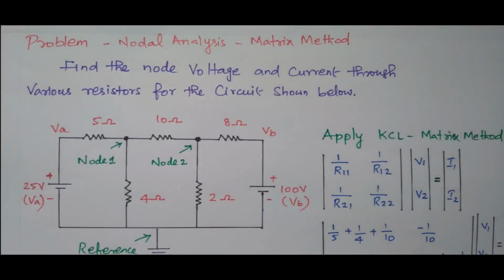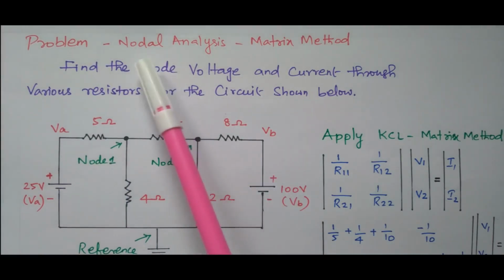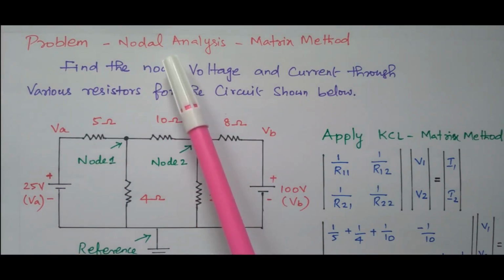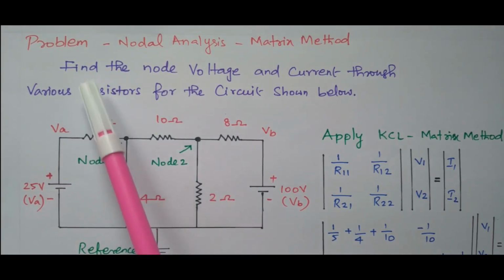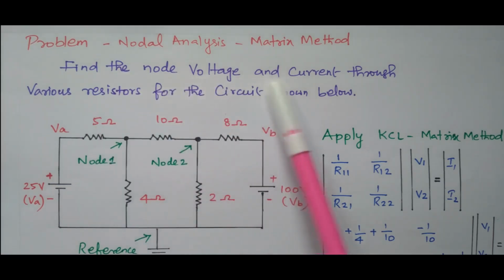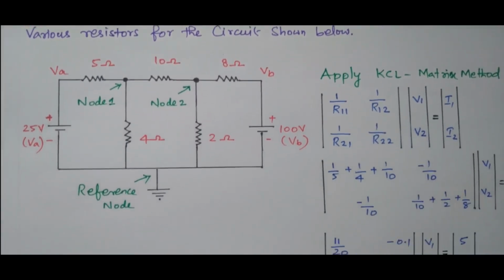Welcome viewers. In this video we'll see a solved problem in nodal analysis using the matrix method. What is nodal analysis? The explanation and the other equation method are available in a separate video. The link is available in the description box. You can view those videos. The problem is to find the node voltage and current through various resistors for the circuit shown below. We need to find the node voltage and current flowing through all the resistors for the circuit shown below. That is the question.